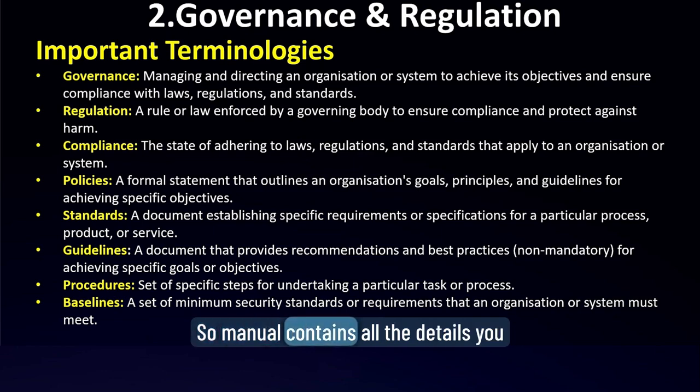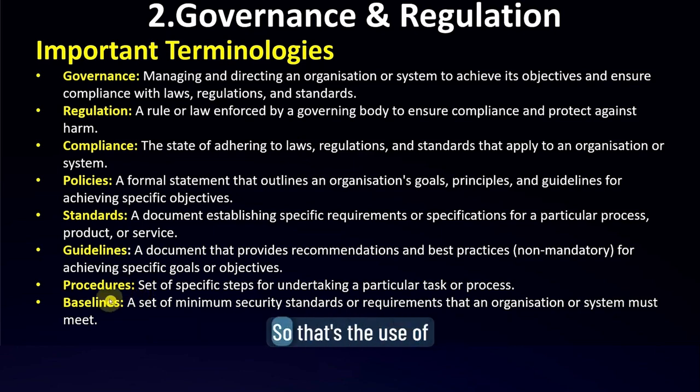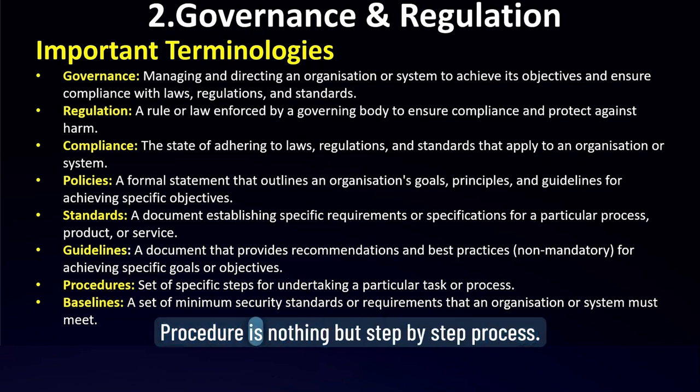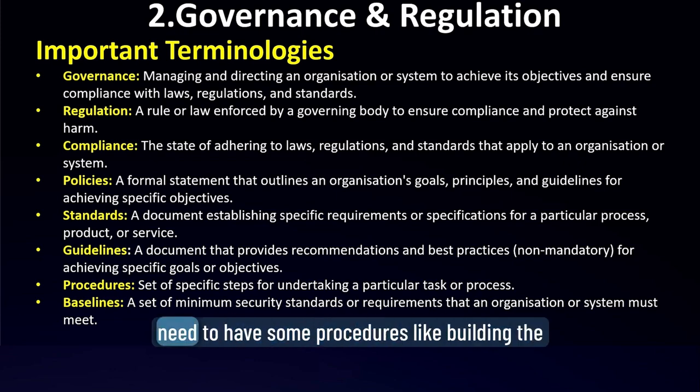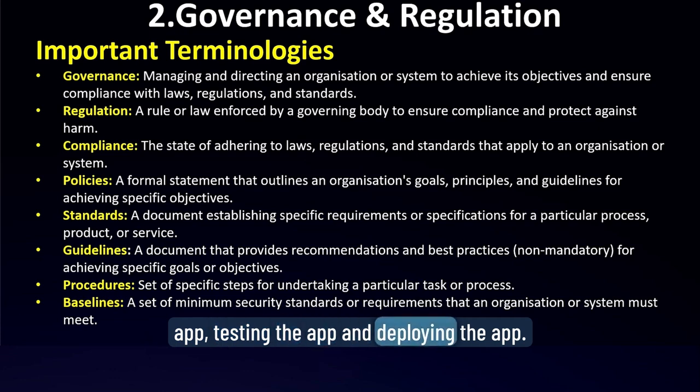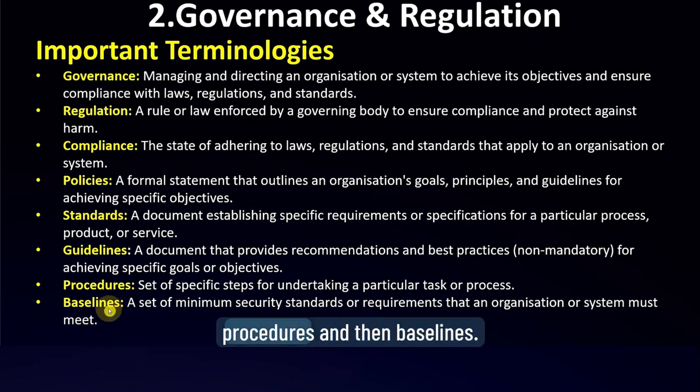So a manual contains all the details you need to follow for your organization. So that's the use of guidelines. And then procedures. A procedure is nothing but a step-by-step process. For example, if you develop an app, you need to have some procedures like building the app, testing the app, and deploying the app. So these are the procedures.